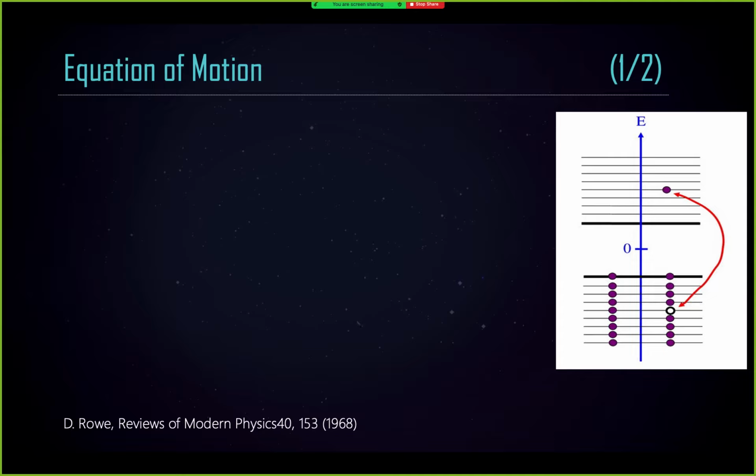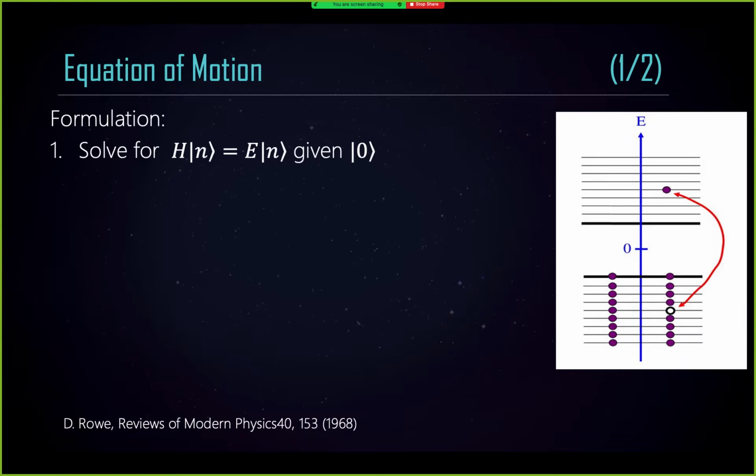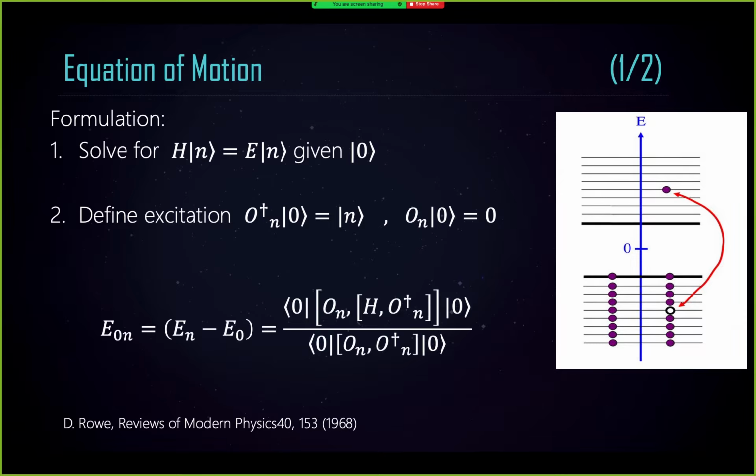Yeah. So the equation of motion, as a refresher, if you are familiar with it, the formulation is this: given the ground state, can you calculate the excited state? And the answer is yes. What you do is you define an excitation operator, and from that excitation operator, you do a little bit of algebra and you can convince yourself that you can come up with this equation, which we call the equation of motion. And so the idea is that if you can solve this equation of motion, you can find all your excited state energies.